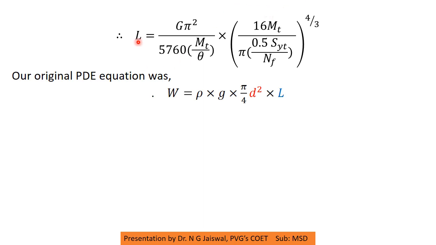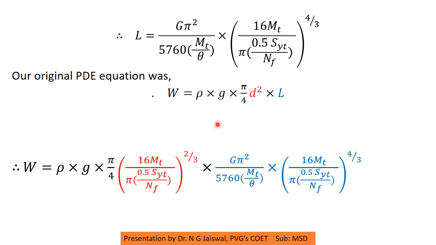So once we got the value of L in terms of all known parameters, and d square we already found out a few slides back in terms of known parameters, the next task must be to replace those in the original PDE. So the original PDE was this one. So W is equal to rho into G into pi by 4 D square, now I replace it this way.